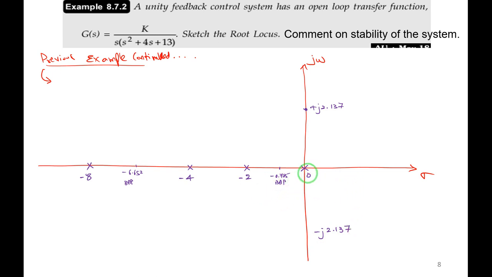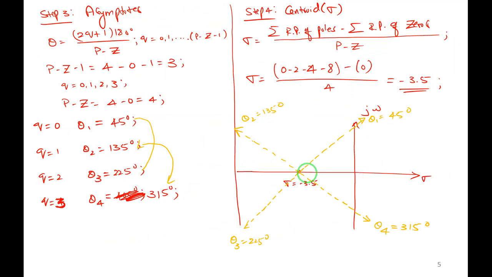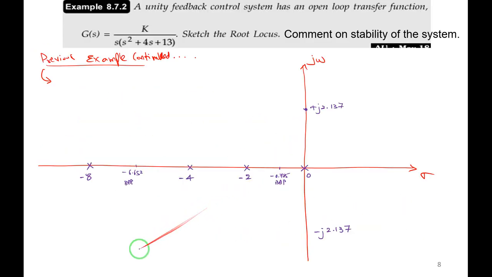Next we'll look at the centroid and asymptotes. What is the centroid? Minus 3.5. For the asymptotes, we should know the angles: 45 degrees, 135, 225, 315. So the centroid is minus 3.5, somewhere here, sigma equal to minus 3.5. From this centroid, you have to take this point as the center, keep the protractor here and measure 45 degrees.